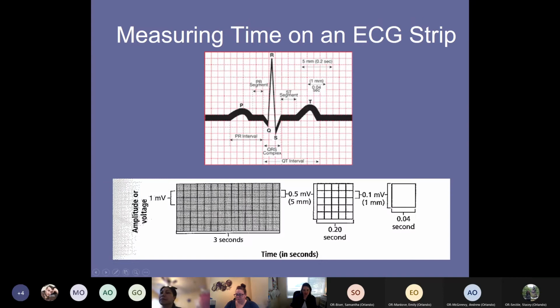You guys remember how to measure time on an EKG strip? You guys all need to know this. We can't move it any further until you do know this. The little box is 0.04. The big box has 5 of the little boxes, so it's 0.20. And every strip that we give you, you can go ahead and just assume that it's 6 seconds.